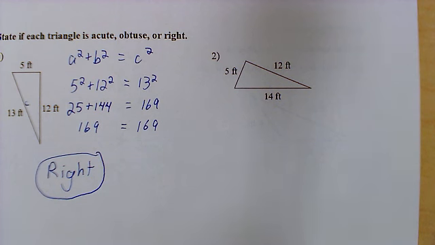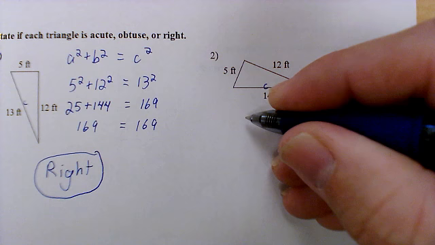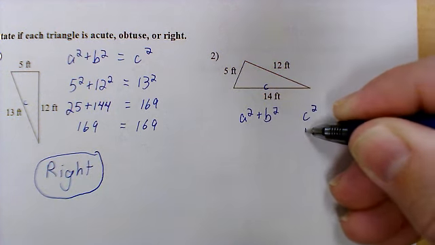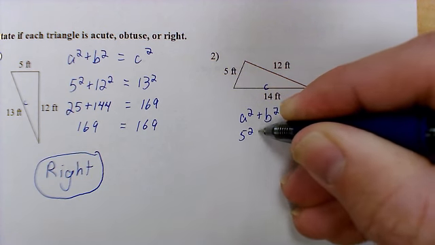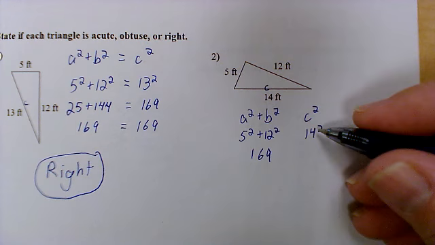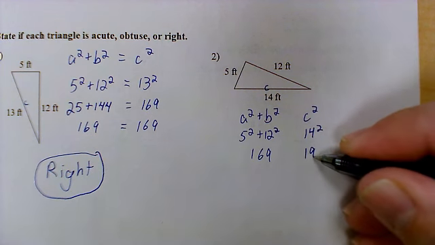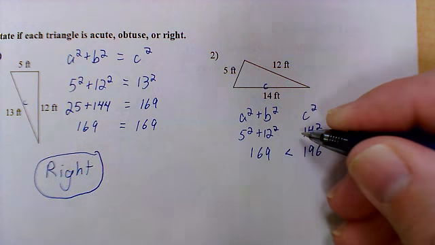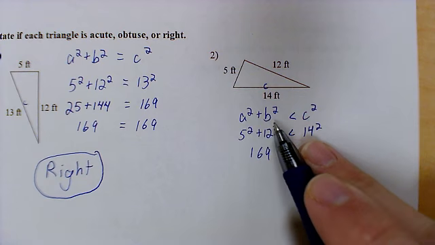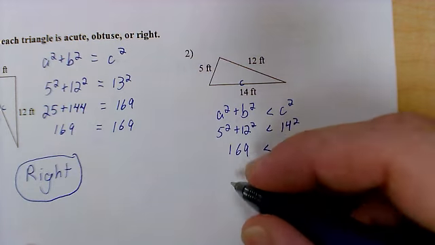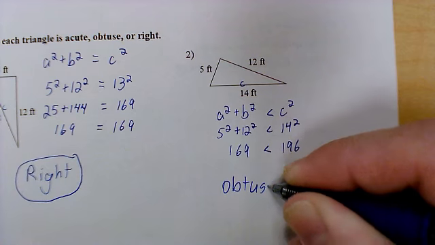In this second example, very similar process. I'm going to have 14 be the c, and I'm going to do a squared plus b squared and compare it to c squared. So 14 is my c. The 5 and the 12 are the a and the b. I've already seen what 5 squared plus 12 squared simplifies to. That's 169. That was on the previous example. 14 squared is 196 though, so this is not equal. 169 is in fact less than 196. So since a squared plus b squared is less than c squared, looking back at my notes, less than, it's an obtuse triangle. So my answer here is obtuse.